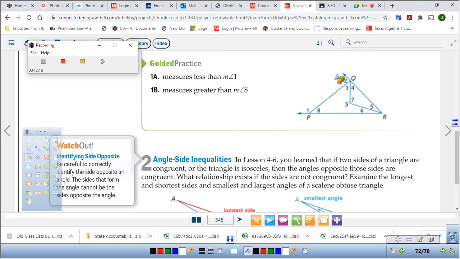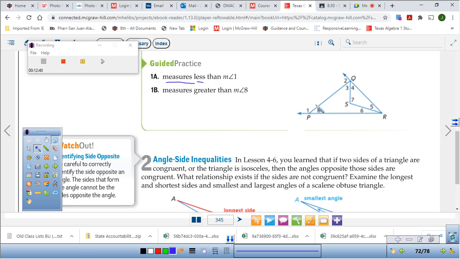Okay, let's copy this down real quick and let's see what's going on here. You should have it copied down already. So let's look at this one real quick. When it's talking about comparing, right? Making or finding angles that are bigger or angles that are smaller. So let's come out here real quick. We want to find angles that measure less than angle 1.